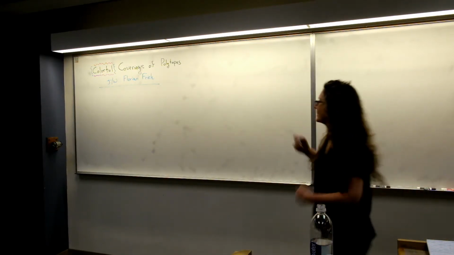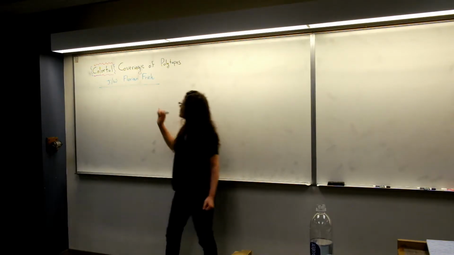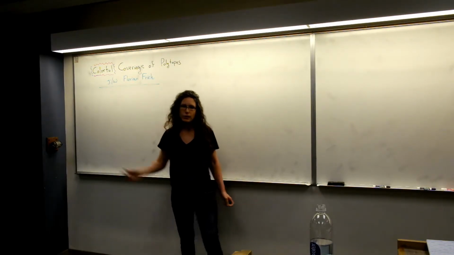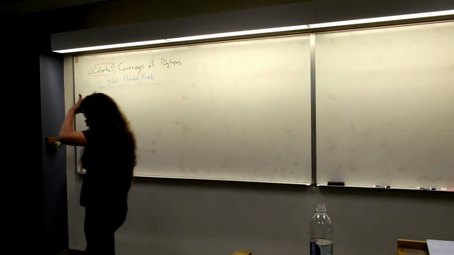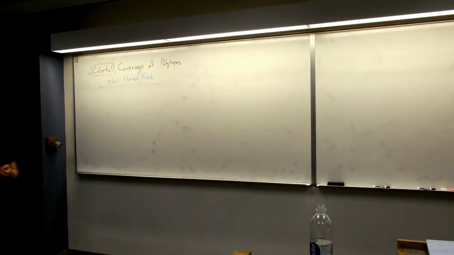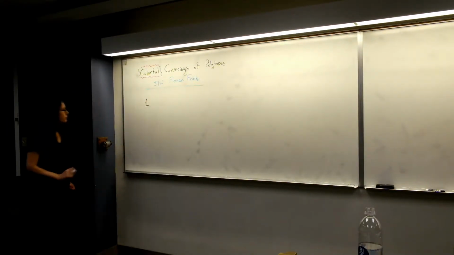Yes, I'll try. And indeed, I'm going to talk about colorful coverings of polytopes, and this is joint work with Florian Frick. So let me start with presenting three seemingly unrelated problems. So the first one is going to be the following.